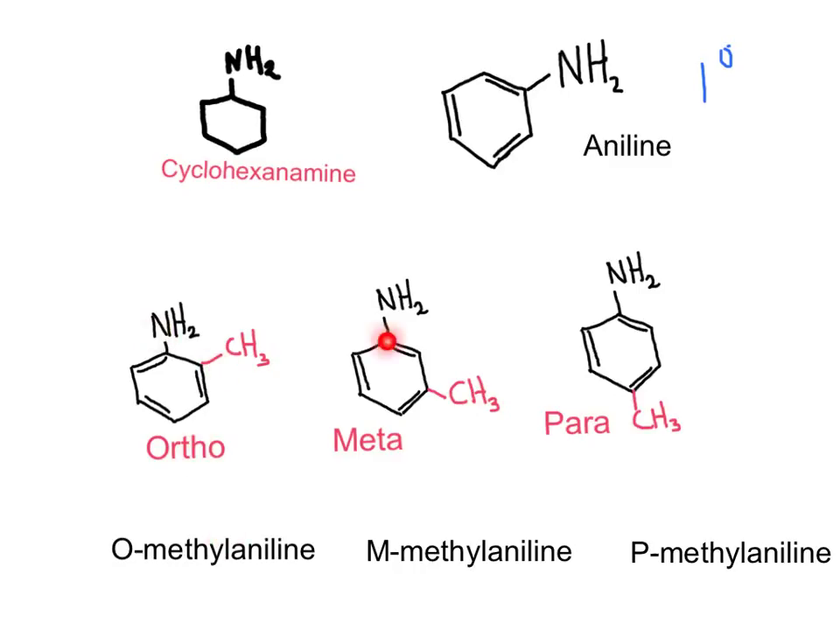If it is on carbon number 3, this is carbon 1 because it's where the amino group is at, that will be either meta or 3-methylaniline. We also have the position para, which is 4 carbons away from the amino group, so we can call this 4-methylaniline or para-methylaniline.